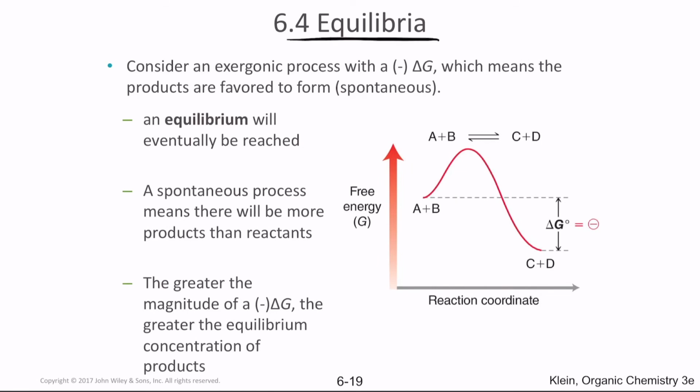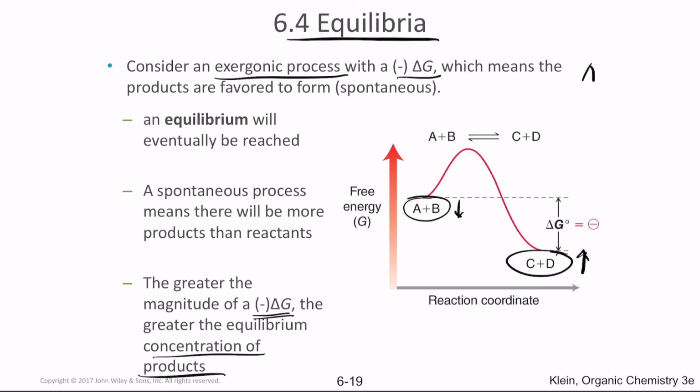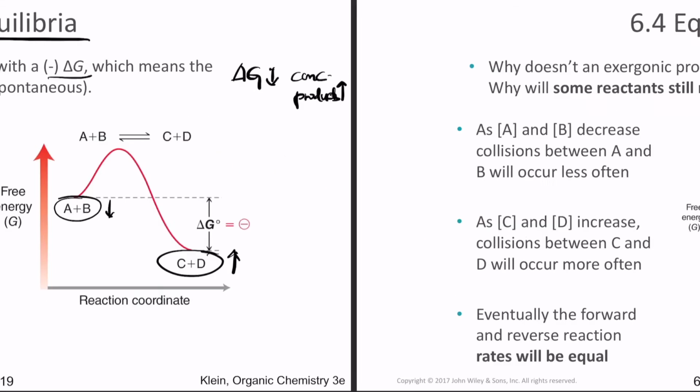Next, let's talk about equilibrium of the system. So consider an exergonic process where delta G is negative and the reaction is spontaneous. Here the equilibrium of the reaction will be reached eventually, and a spontaneous process means that there will be more product than reactant. Depending on the magnitude of the negativity of delta G, we can determine how great the concentration of the product is. So the more negative the delta G value, the higher the concentration of products.